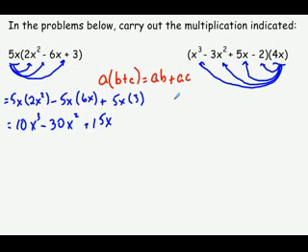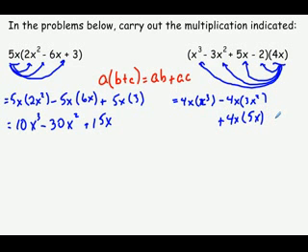So in this case, we're going to end up with the expression 4x times x cubed from our first term minus 4x times 3x squared in our second term, plus 4x times 5x in our third term, minus 4x times 2.